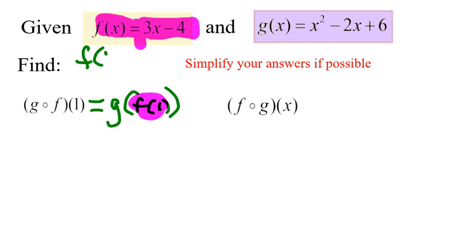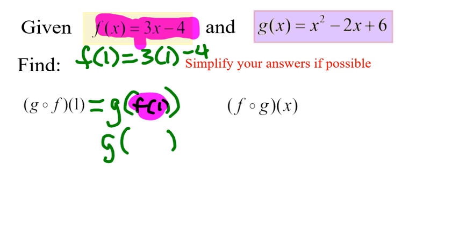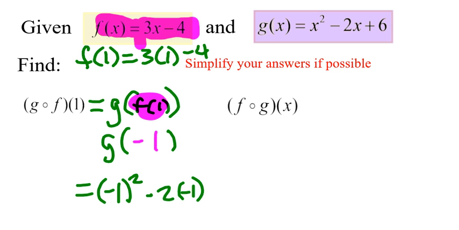f of 1 equals 3 times 1 minus 4. And 3 times 1 minus 4 is -1. So I have calculated f of 1 to be -1. Okay, now I'm going to take that -1 and replace all the x values over here with -1. So it's going to become (-1) squared minus 2 times -1 plus 6.